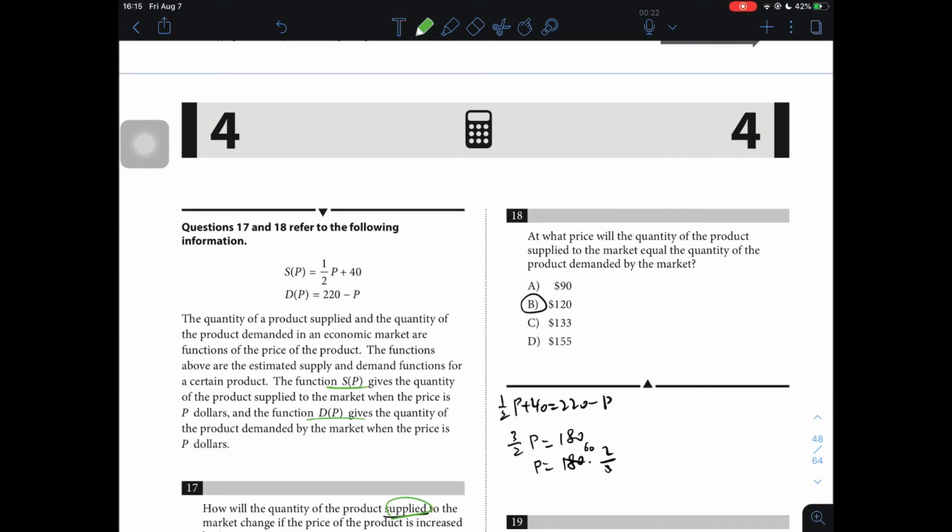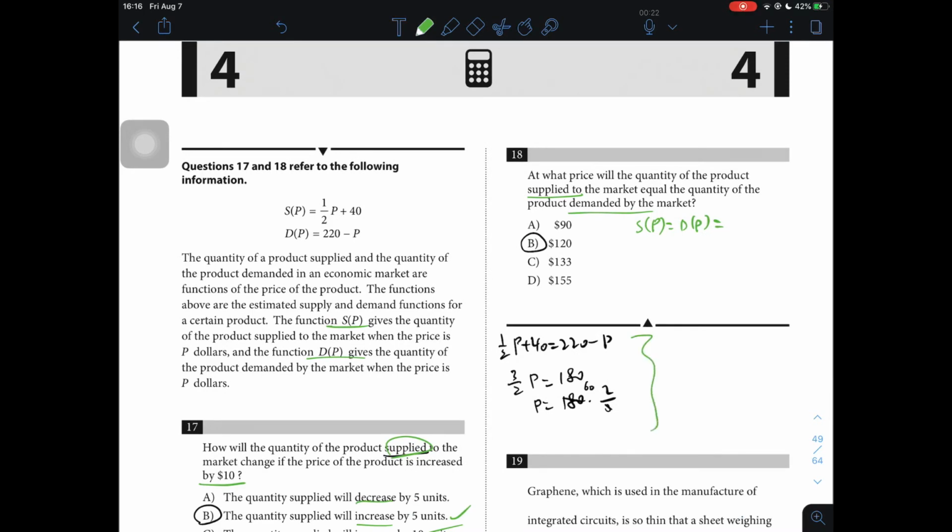And for this one, the quantity of product, let's see, supplied equals demand. So basically that means S of P equals D of P. You just set the equation like I did, same stuff, and you solve it out and you get P is 120.